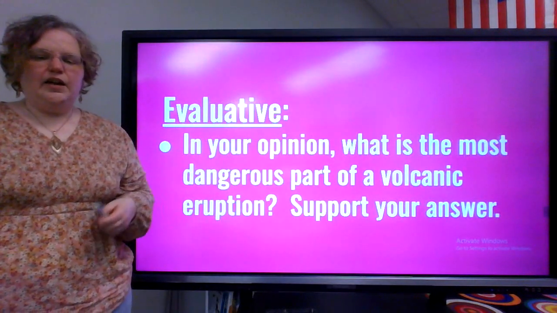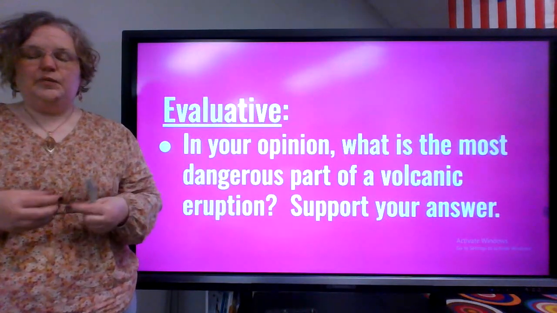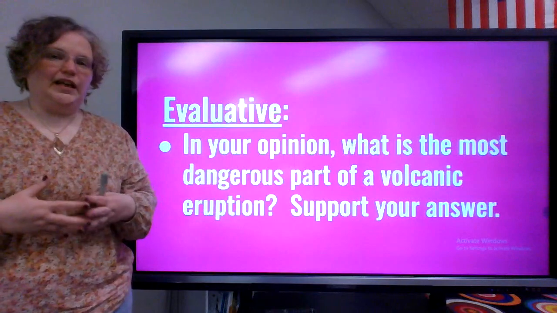As you can see, graphic organizers are very versatile to meet the needs of learning goal, to meet the needs of the students, and to make learning fun.